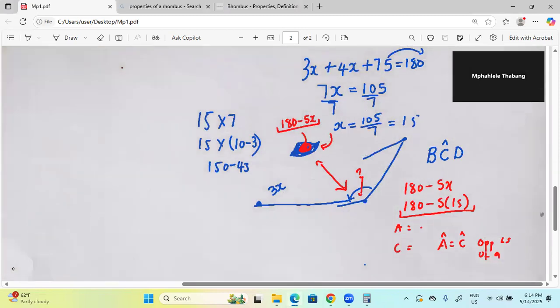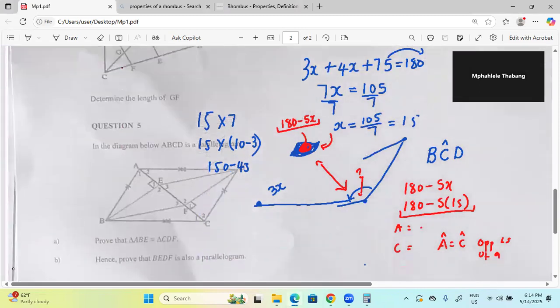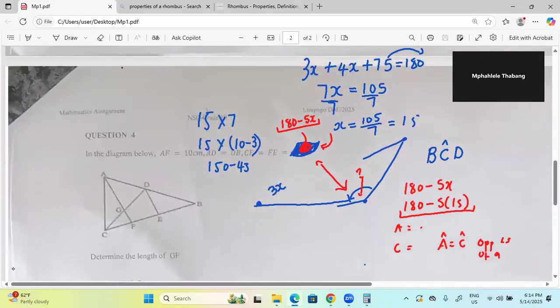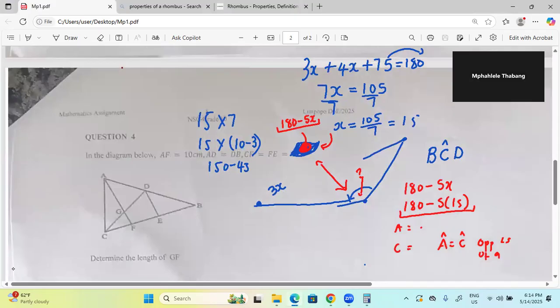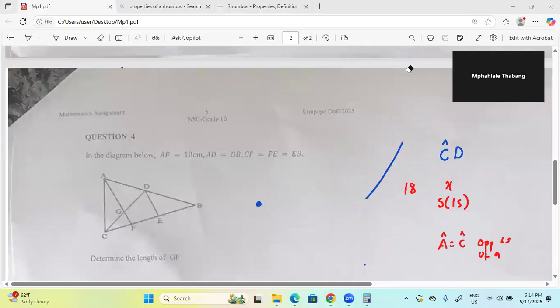So let's go to question 4. Question 4 contains one of the theorems I love, which is called the midpoint theorem. I think I should explain the theorem before we continue.